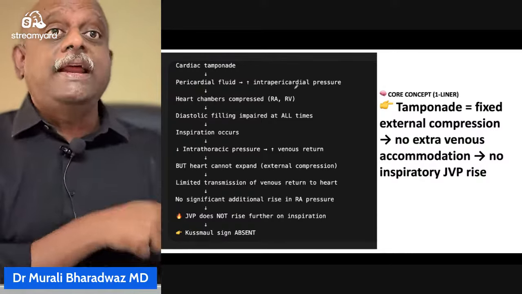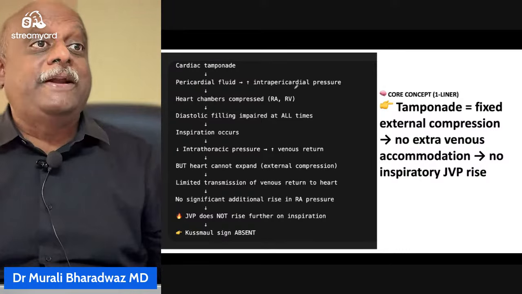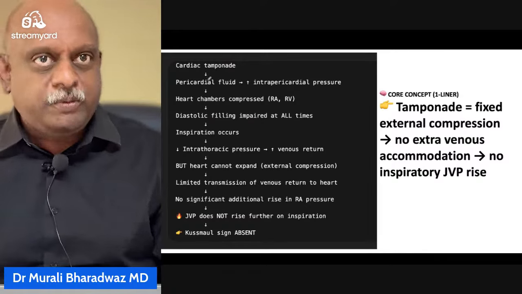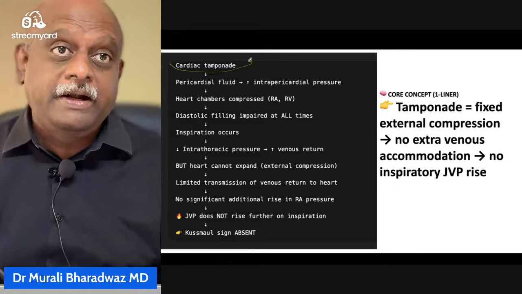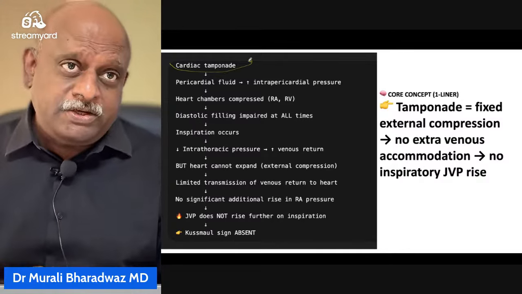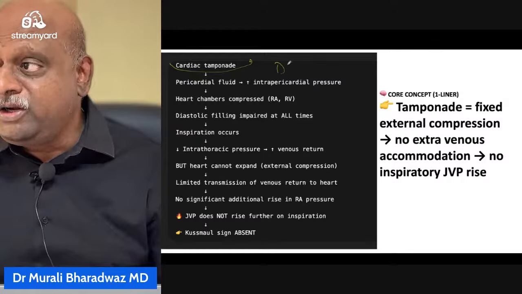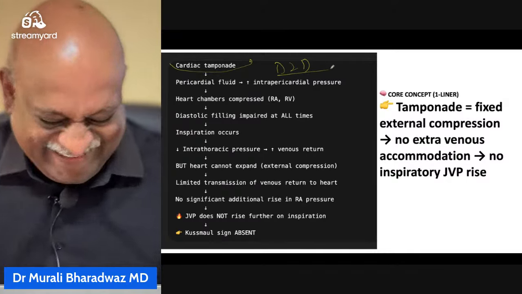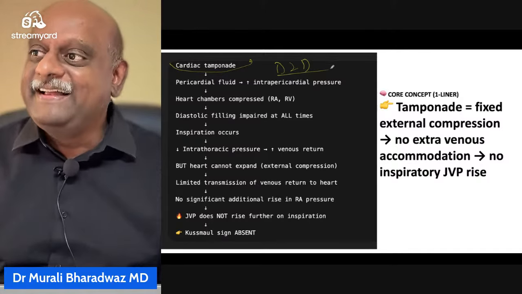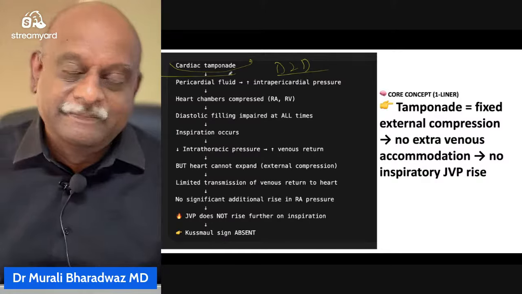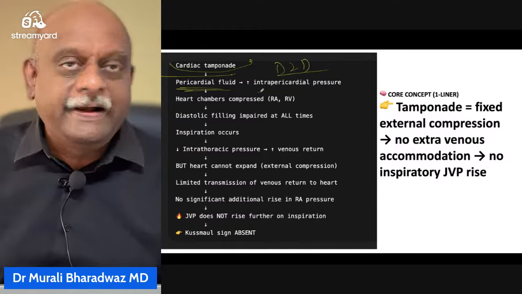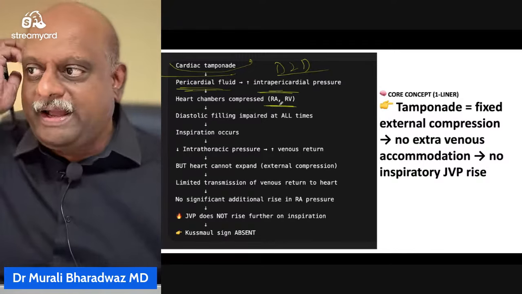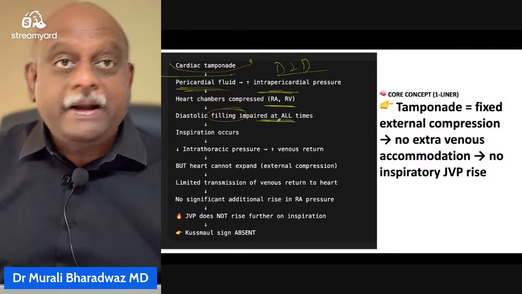Now, it is only seen in constrictive pericarditis, but not in tamponade. Why? Let's talk. Once more, I asked ChatGPT, I'm a dumb teacher with the dumbest student. D2D, I'm in the D2D business. Dumb teacher to dumb student, like B2C. So in cardiac tamponade, pericardial fluid is there, intrapericardial pressure is high, heart chambers are compressed, there is a diastolic collapse of the RA and RV, and diastolic filling is impaired at all times.